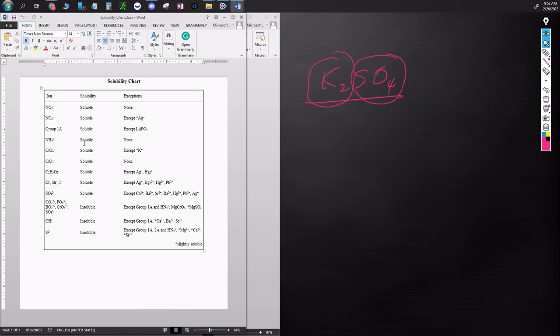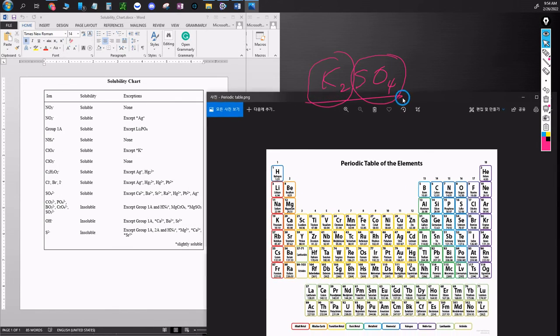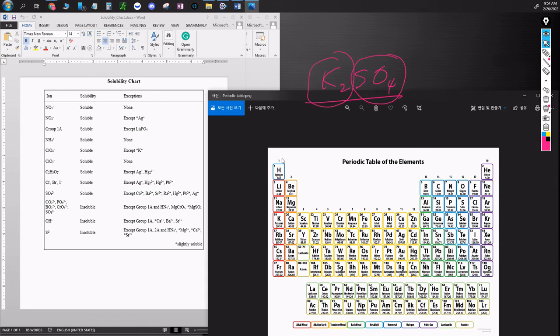If you look at group 1A, let's go back to the periodic table once again. Okay, this is group 1A. So what does it say? Group 1A is always soluble, right? Except lithium phosphate, but don't care about that right now. Potassium is part of group 1A. That means no matter what it has attached, it is always going to be soluble, right?